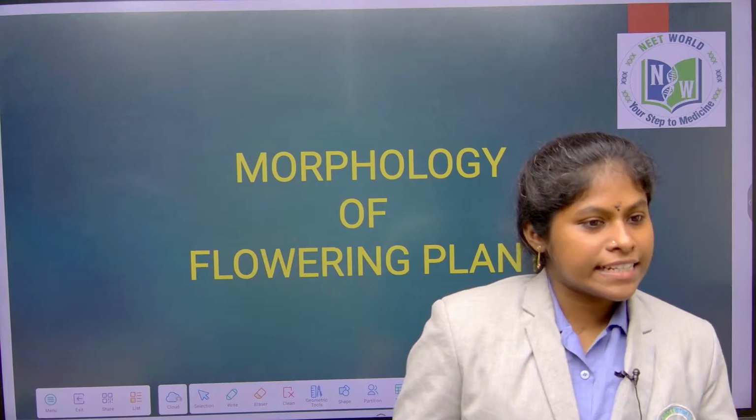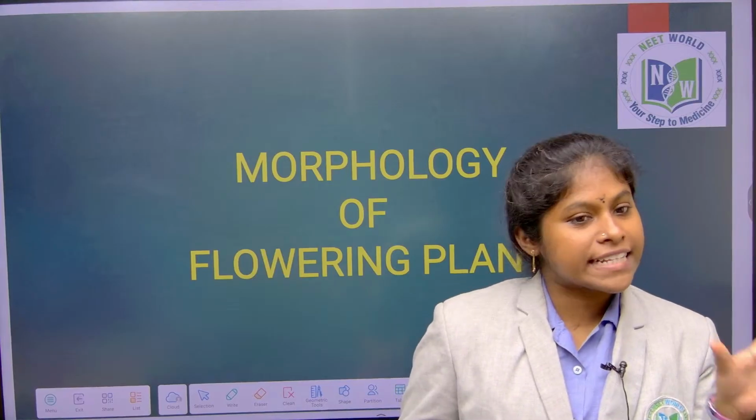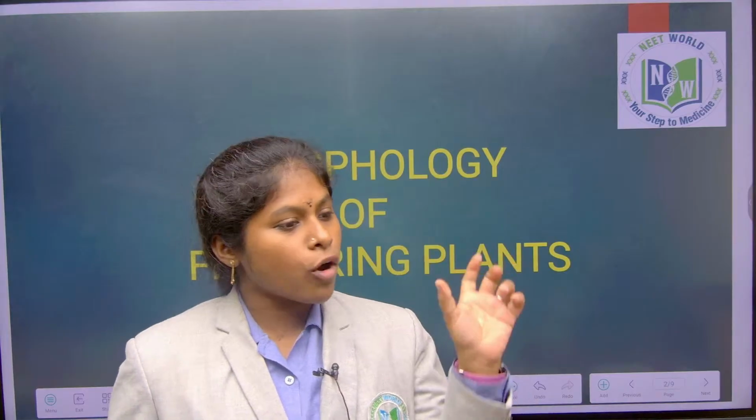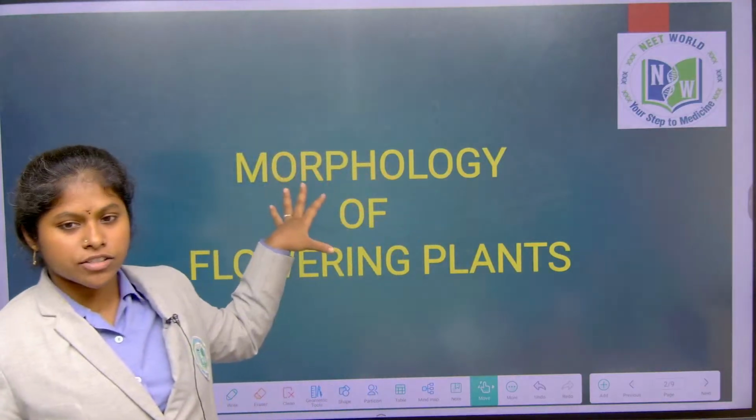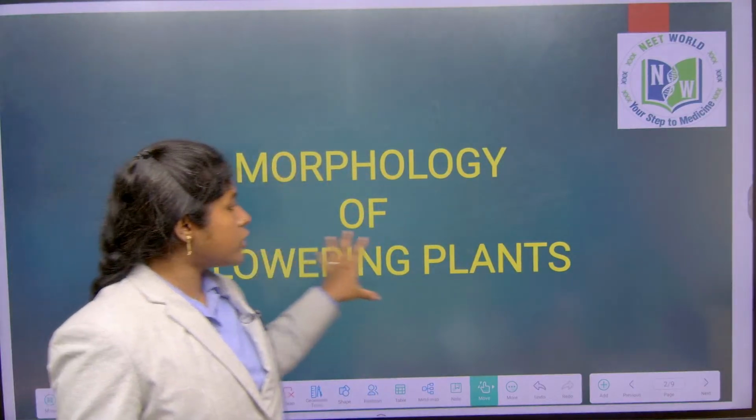Tell me now, what is morphology? External study. Okay, morpho means external. So we are studying about what? About plants. So morpho means external study of plants. Okay, logy means study and morpho means external structures. So we are studying about the flowering plants, the highest form of plants.